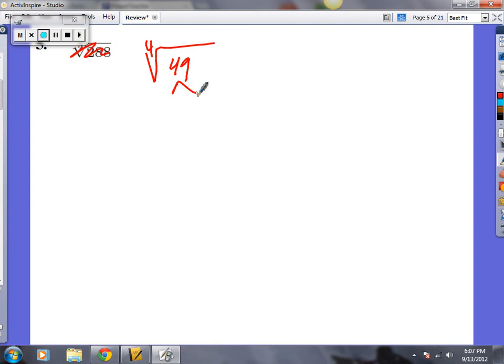Let's prime factor. So that's going to be 7, 7. So now you've got the 4th root of 7 squared. Do you have enough 7s that you can pull some out? And you don't. So you're done. But if you morph this, if you write this as a base and then a fraction for an exponent, it's going to be 2/4.